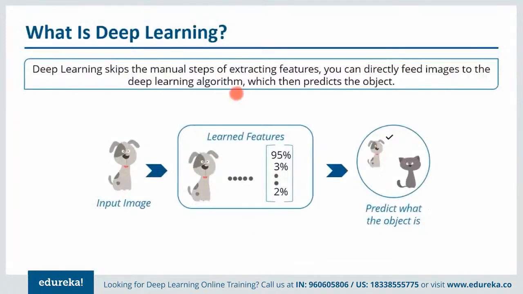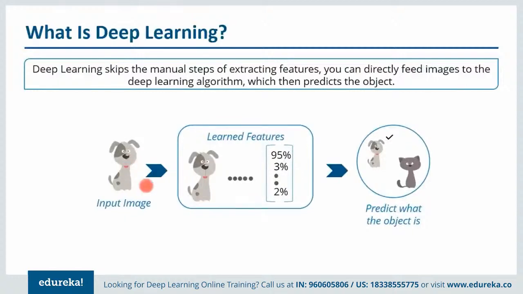So what happens in deep learning? We skip the manual step of feature extraction. We directly take the input image and feed it to our deep learning algorithm. And because of that, apart from whatever features we already manually provided, there might be many other features which are important. For example, if our features don't include the length of the neck, and that is one of the major features in order to classify whether it is a cat or a dog, our algorithm will automatically determine that feature and take it into consideration, and then it will classify whether the input image is a cat or a dog.